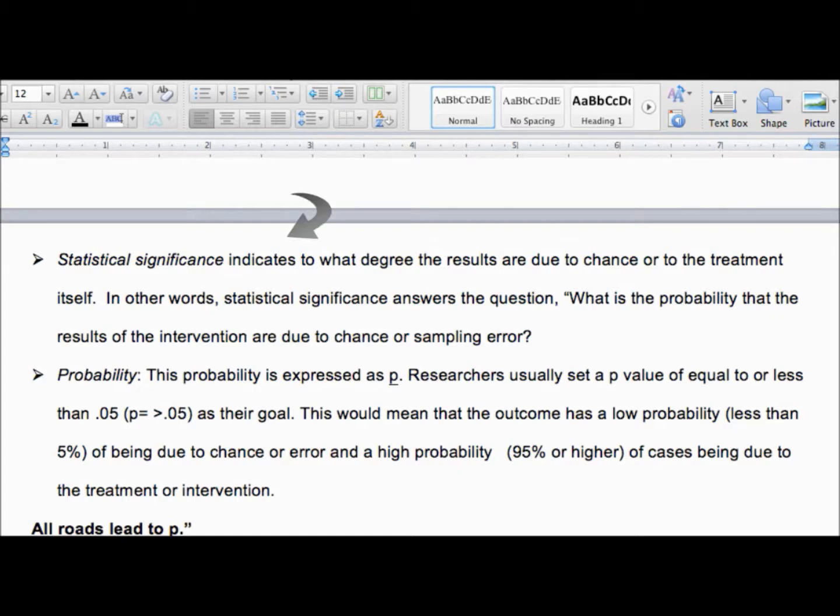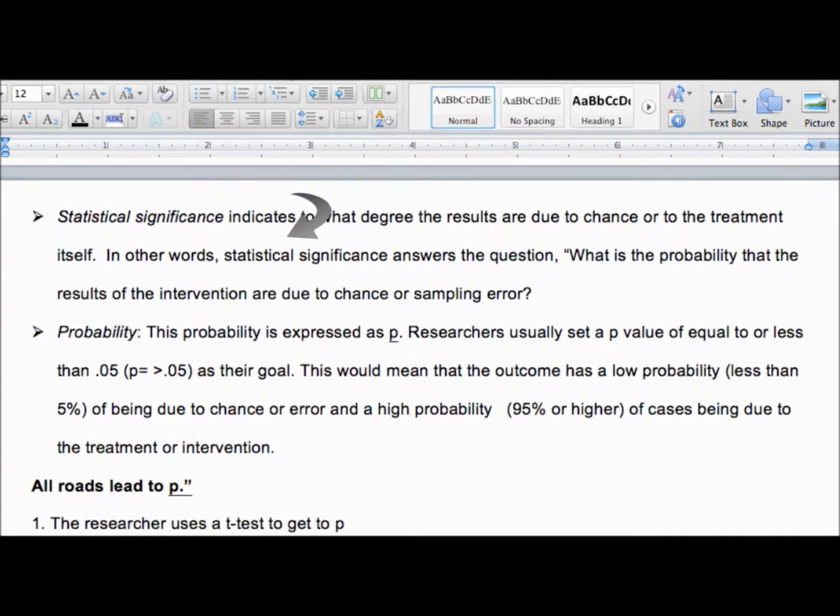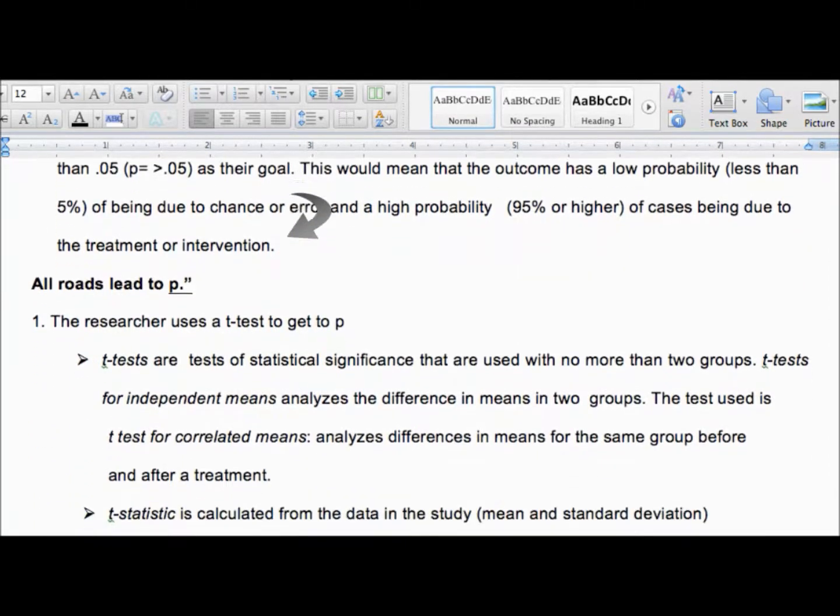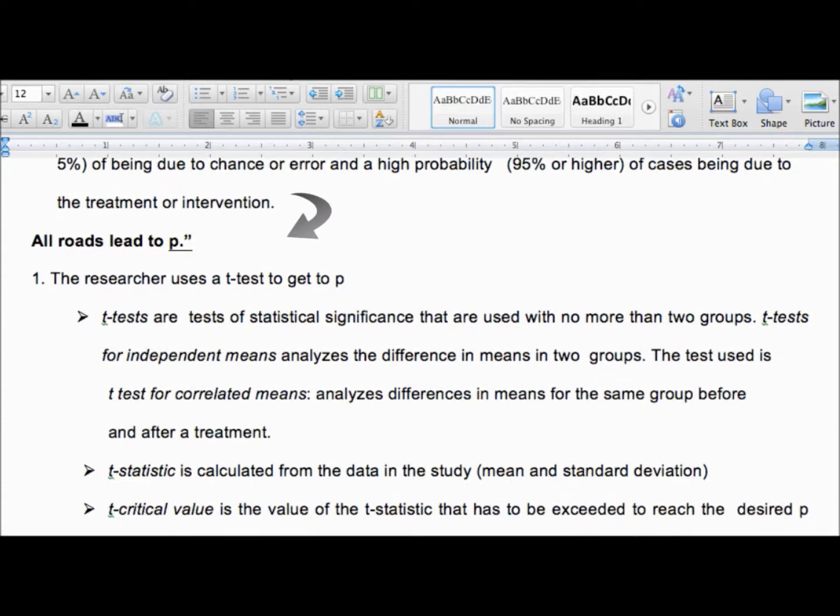And we always say that all roads lead to P, that whatever we do is we try to get to P, and this is how we do it. In this article, we use a test of significance called the t-test. And the t-tests are used with no more than 2 groups.